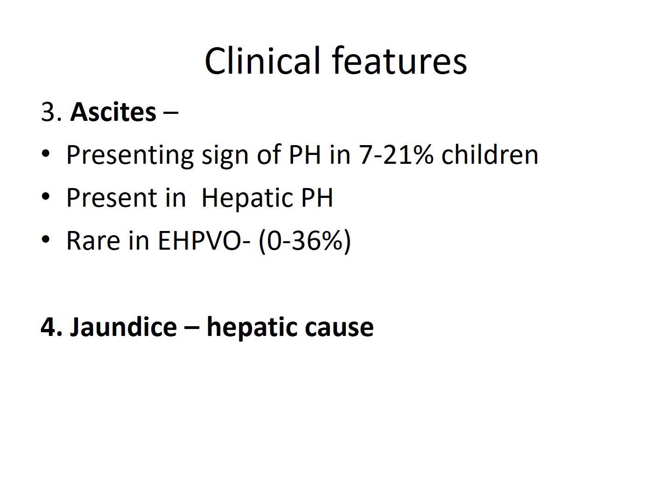Number 3 clinical feature, ascites. Ascites is a sign in case of 7 to 21% of children only, because this is commonly seen in the hepatic causes of portal hypertension, and in children extrahepatic portal hypertension is more commonly seen, and in extrahepatic it is more rare. It is seen in 0 to 36% cases. Number 4 clinical feature is jaundice, and if it is due to intrahepatic or hepatic causes of portal hypertension, you will get jaundice.